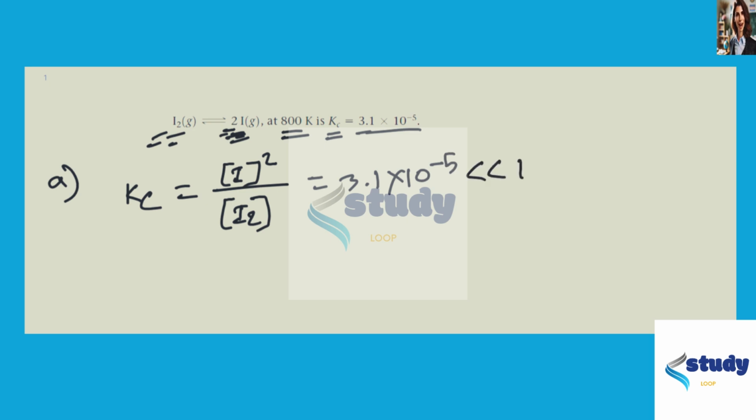compared to 1. That means the value of this ratio is much smaller than 1, meaning the value in the numerator is way smaller compared to the concentration of the molecular iodine in the denominator. That means the concentration of the molecular iodine is very large compared to the concentration of the atomic iodine, and that's why in the equilibrium the species molecular iodine will predominate.